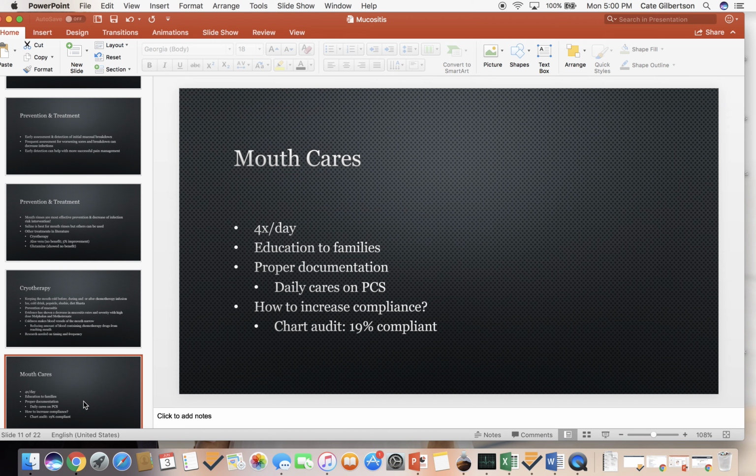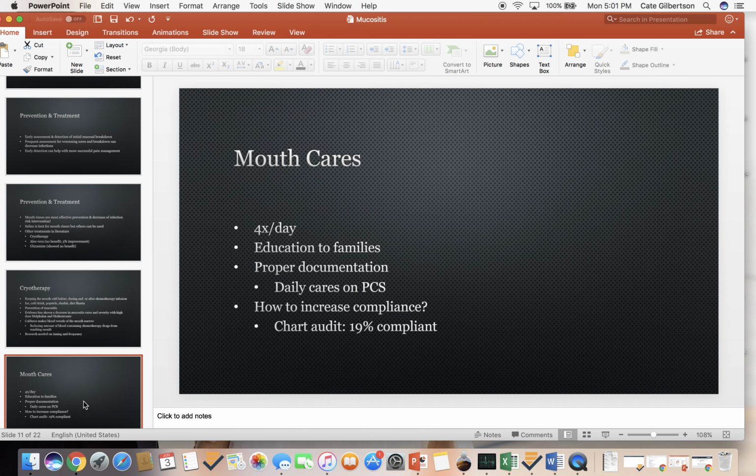So mouth cares, the expectation is 4 times a day. And for float pool, it's important to be aware too that Unit 5's local council is looking into this because they don't really have a set plan for mouth cares on their unit. So they're trying to include that in the care plans of their patients, and they're looking into what we do as far as prevention. So we're all working together too. Mouth cares will be done 4 times a day.